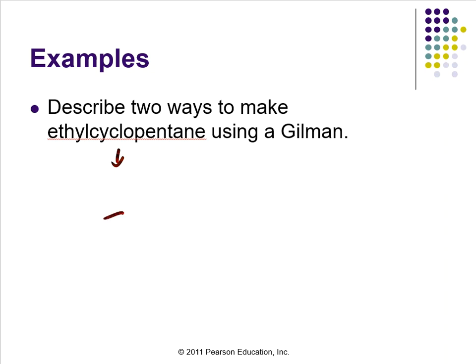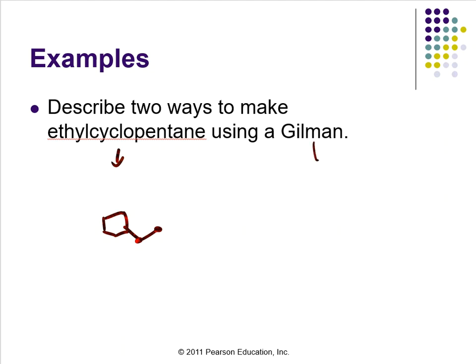So cyclopentane is a 5-carbon ring. There we are. And ethyl has to come off of this. So there's 1 carbon and 2 carbons right there. So they want to know, this is what you ended up with. How can you make it? 2 ways. Just 2 ways. Just give me 2 ways of how you can make this thing.